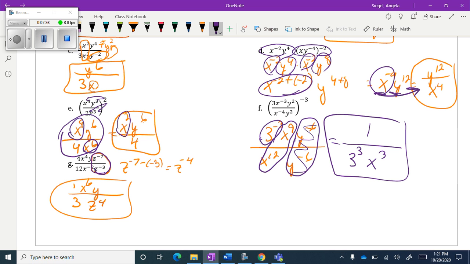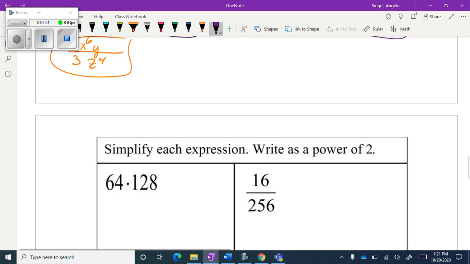So the only thing complicated about this problem is these z's. And so I just subtracted. Anytime you do it this way, if you end up with a positive exponent, it's going to go on top of the fraction. If you end up with a negative exponent, it's going to go below the fraction.